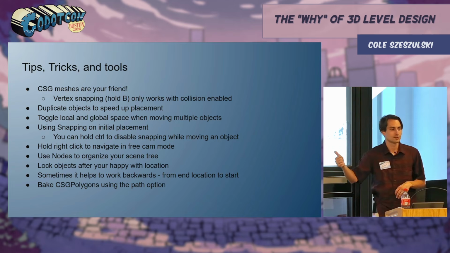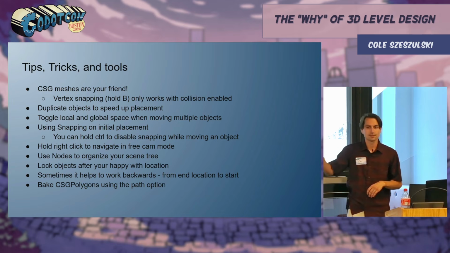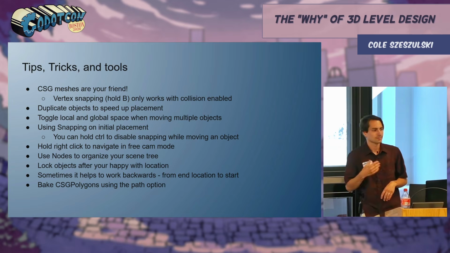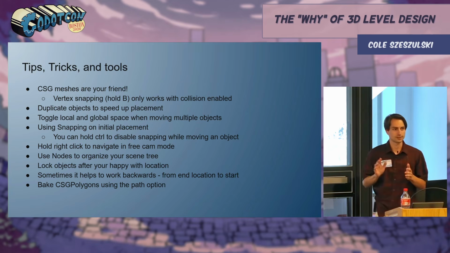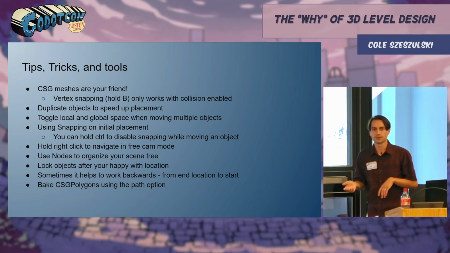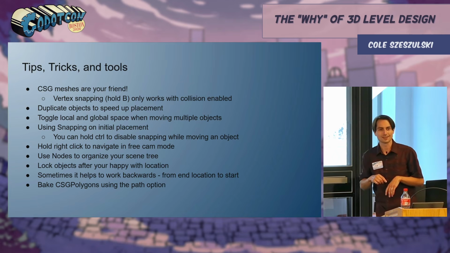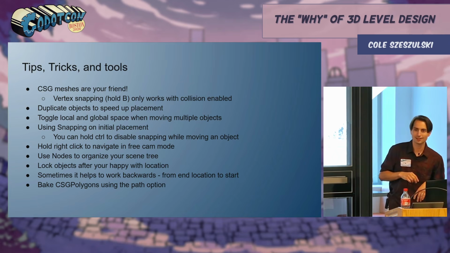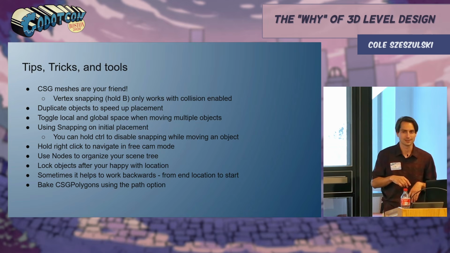Snapping is great for when you're initially placing things. It can get you evenly spaced things. It can get you the same level every single time. You can disable it while moving objects around if you really want to hone in on one specific thing, just by holding control while you're placing it. You can hold right-click to navigate in FreeCam. It's wonderful. It's like playing Minecraft in creative mode, just by holding right-click and using WASD to move around your scene.